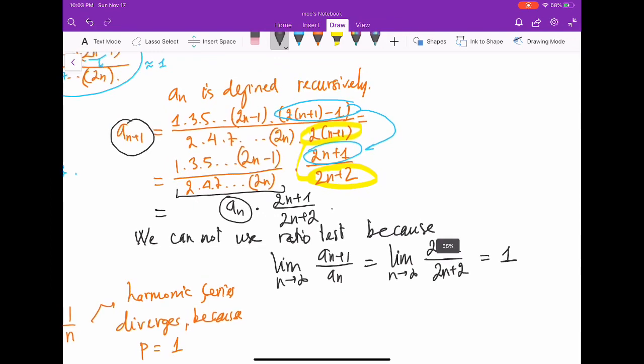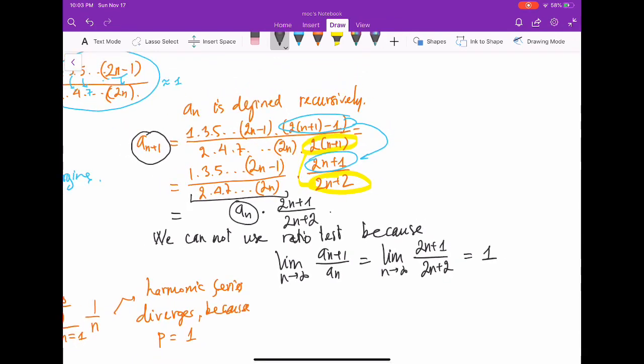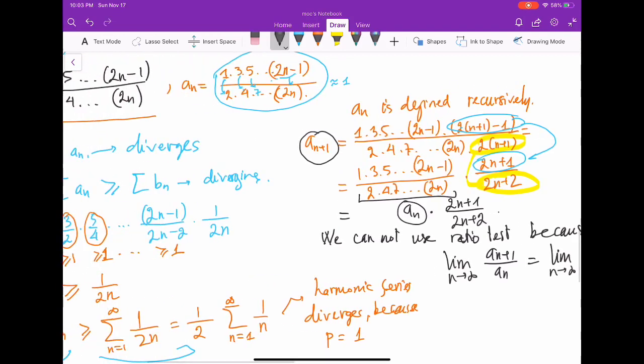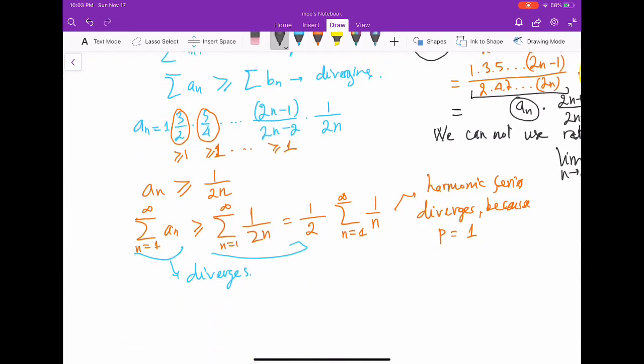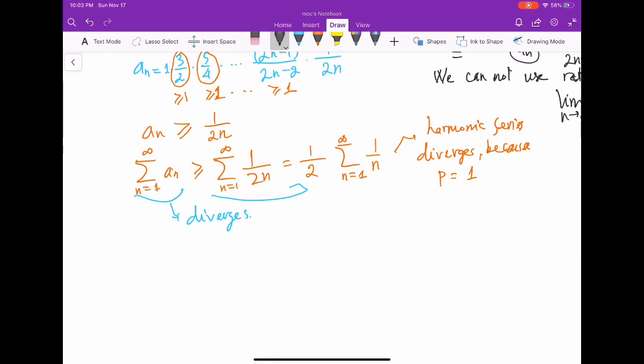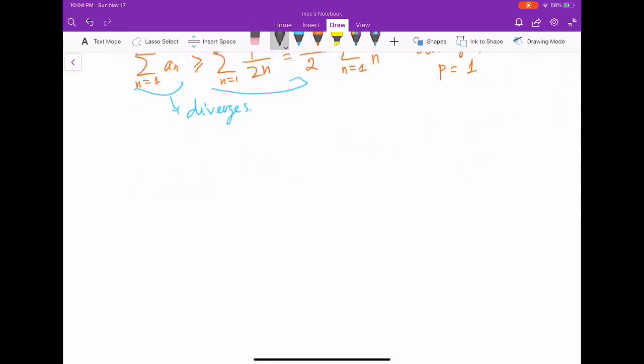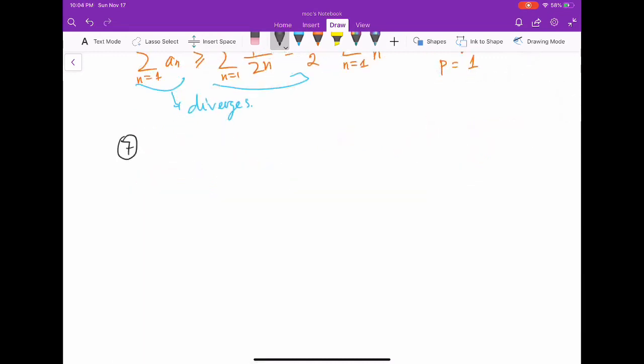So, I mentioned this because sometimes when you try to apply a ratio test or a root test and you get limit equal to 1, let's change the strategy. Okay, all right, let's move to the next problem. The next problem is about the alternating series test.